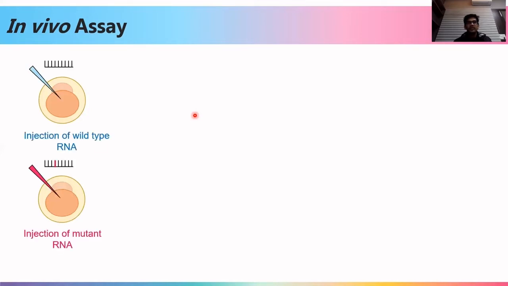Other than the in vitro assay, you can use the in vivo assay if you wanted to look at the phenotypic characteristics. For example, here I have taken two embryos and have injected one with the wild type RNA that is normal and the other with the mutant RNA that has our variant of interest.